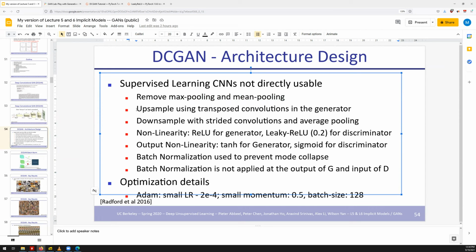So, upsample using transpose convolution. We already talked about this. Instead of using regular convolution, they use transpose convolutions. Downsample with strided convolution and average pooling.